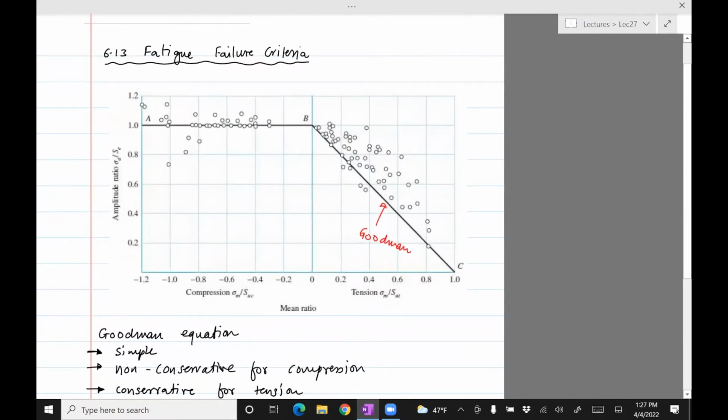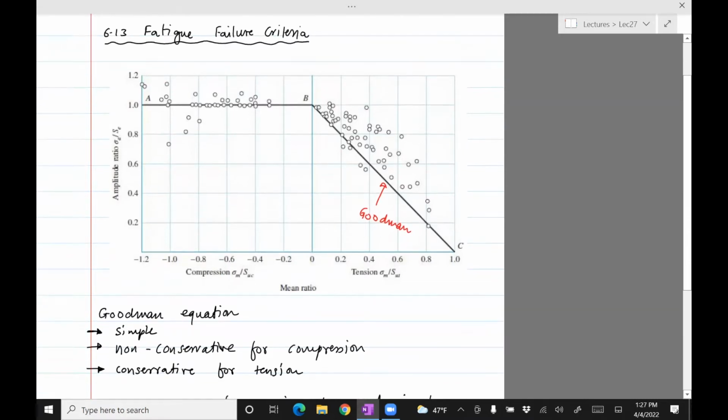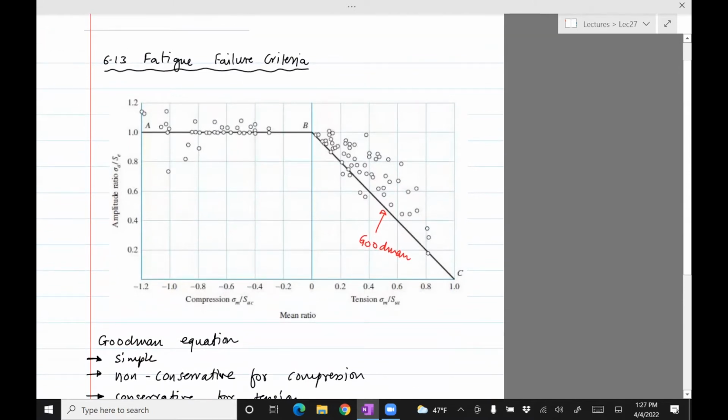Fatigue life criterion. So now we are going to get into real serious design with what we have so far, Goodman-Langer lines. This is the plot which is experimentally obtained, as I mentioned before. The circles indicate each stress level, the sigma A, sigma M, at which some material failed, and this is normalized against the endurance limit and ultimate strength.